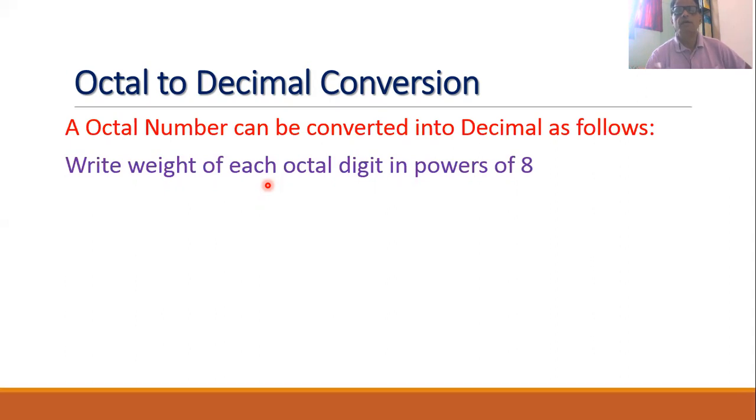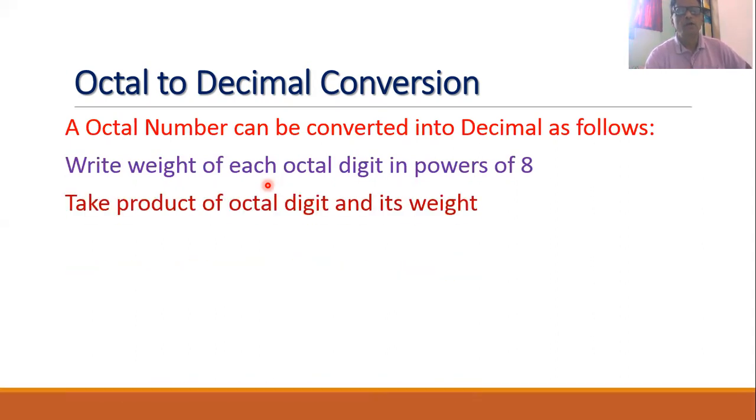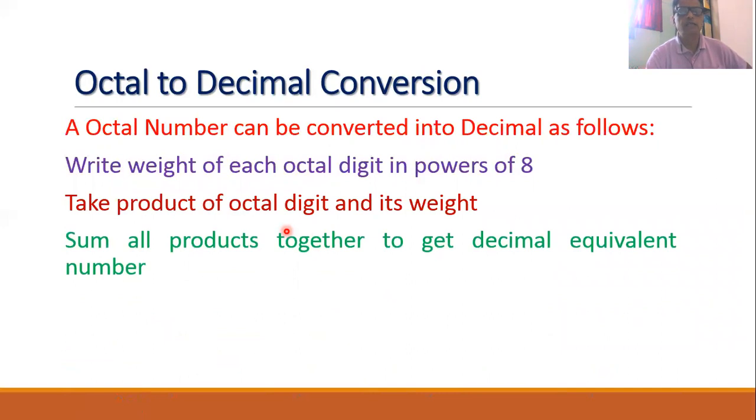If the octal number consists of an octal point, then starting from the octal point to the left hand side, the weight will go on increasing. And when you start from the octal point to the right hand side, the weight will go on decreasing. Then you have to take the product of each octal digit and its weight. And in the final step, you have to sum all such products together to get the decimal equivalent of the given octal number.